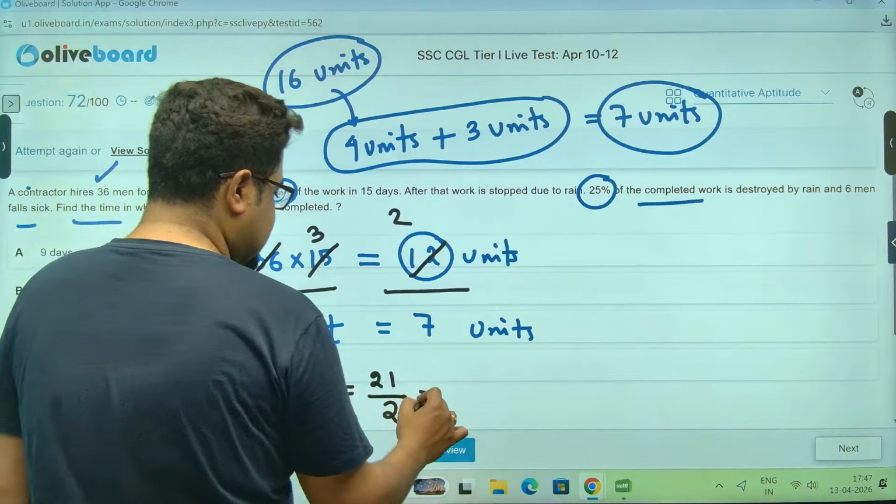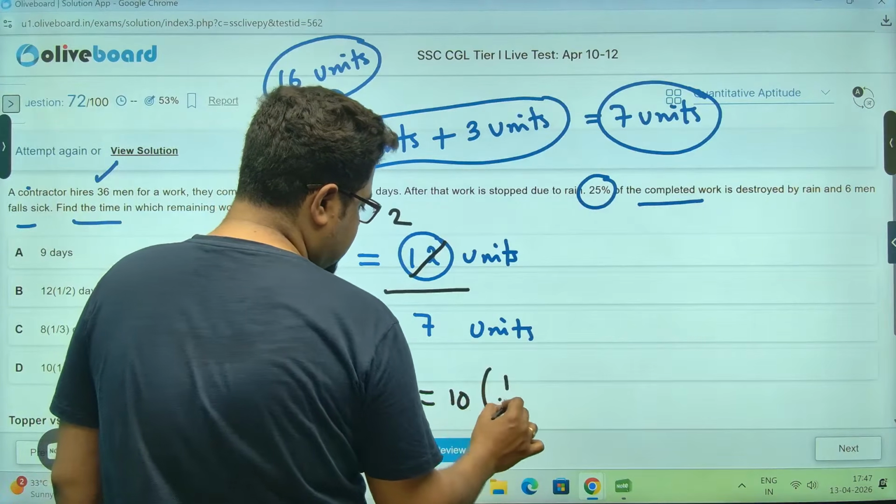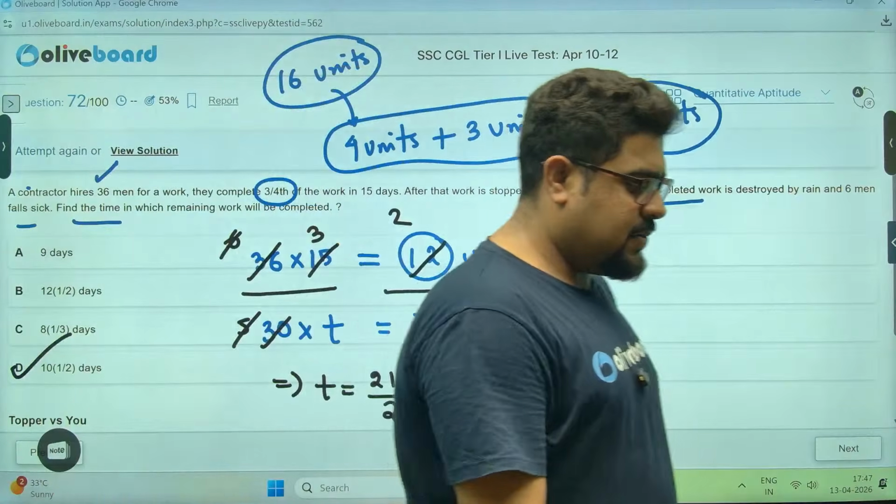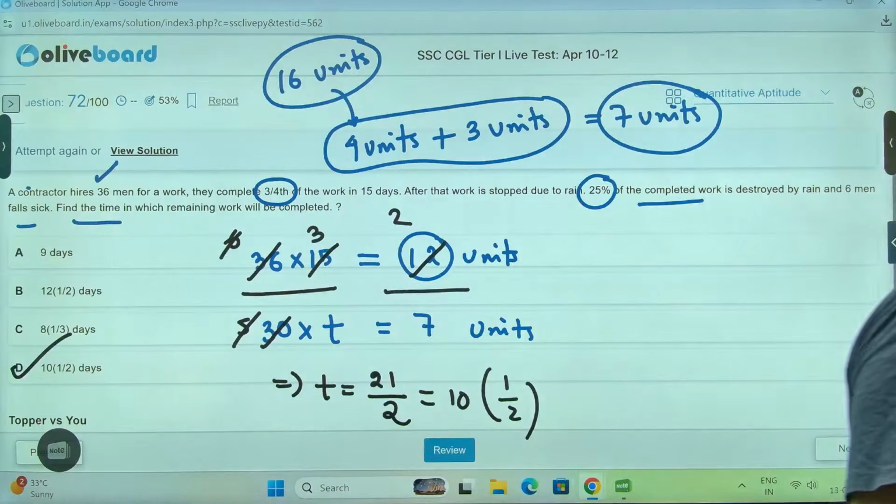Meaning 10. Acha, yes, the option is there, sir. 10 whole 1 by 2. Option D, sir, option D. I thought we'll get an integer. But again, you see, we got option D.